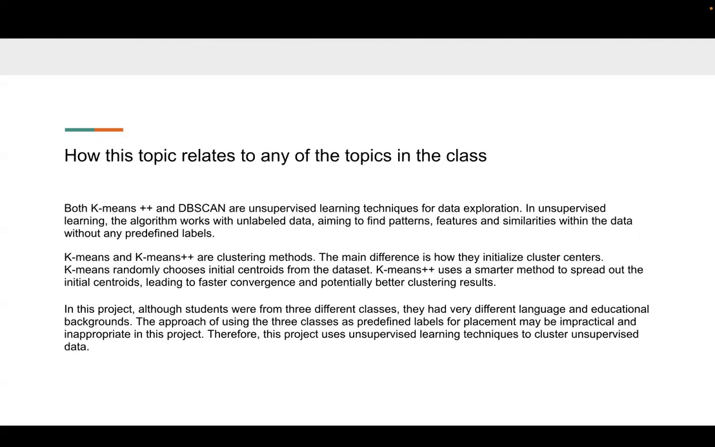How this topic relates to the topics in the class. First, both DBSCAN and K-means are unsupervised learning techniques for data exploration. In unsupervised learning, the algorithm works with unlabeled data, aiming to find patterns, features, and similarities within the data without any predefined labels. They are both clustering methods.